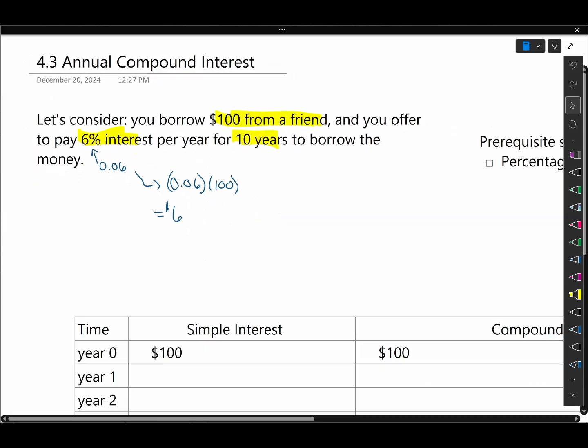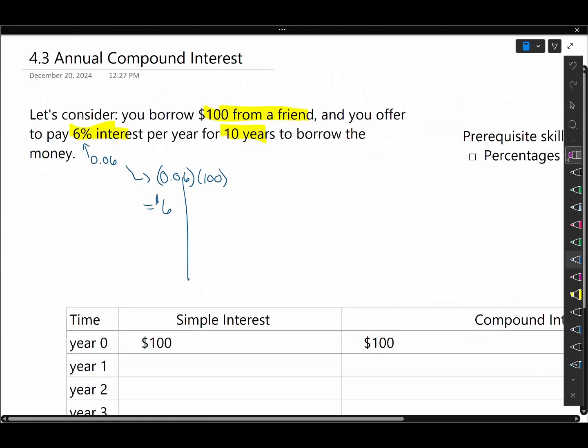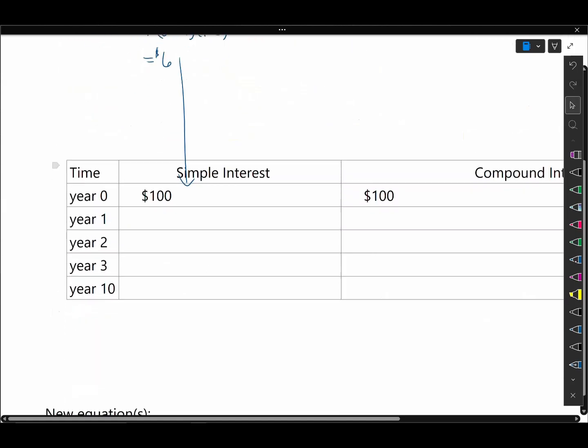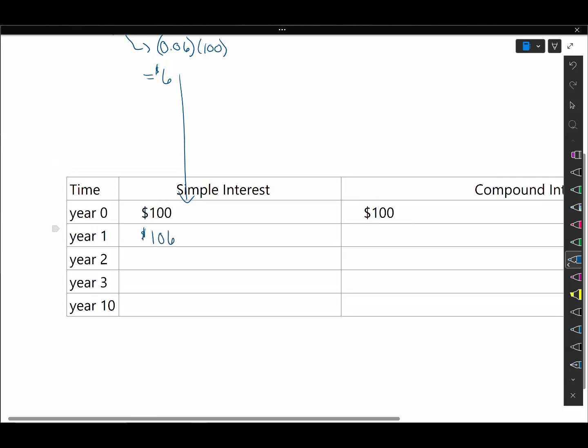So really, if we're working with simple interest, which is nice and straightforward, it just means that you're paying $6 every single year to borrow money from your friend. That means that after the first year, you owe $106. After the second year, we added $6 more, we're working with $112, nice and easy. We add $6, we're working with $118 after year 3.